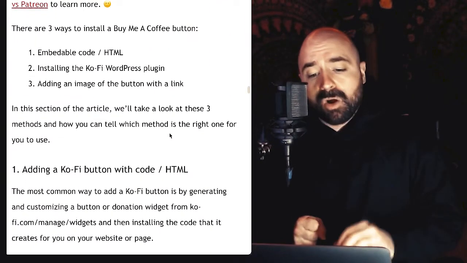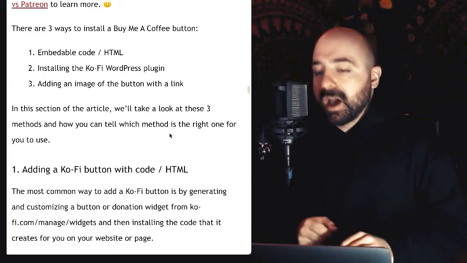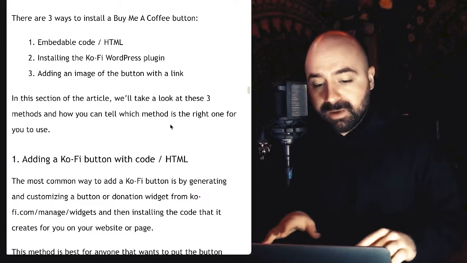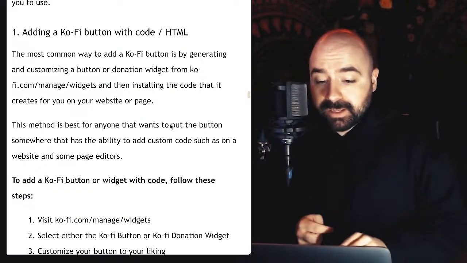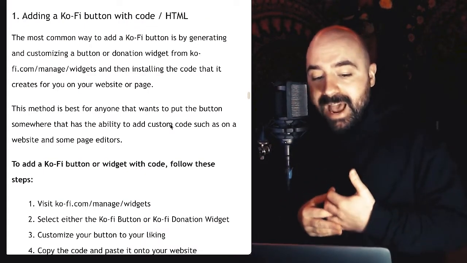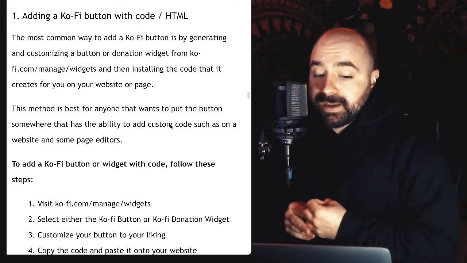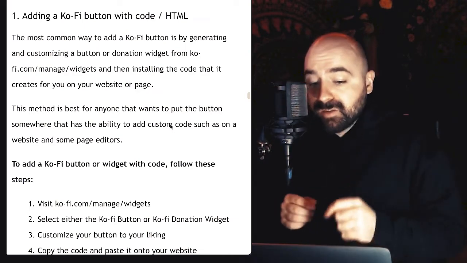So with that said, there are 3 ways to install the Ko-fi button, and they are very similar. It's the embeddable code or HTML, the WordPress plugin, and again, the image or button with a link. So let's dive into this. So the first way is with the code and HTML. The most common way to add a Ko-fi button is by generating and customizing a button or donation widget from kofi.com/manage/widgets.